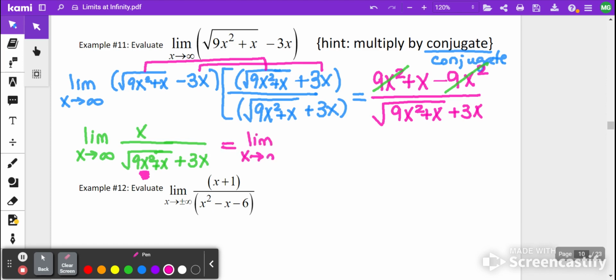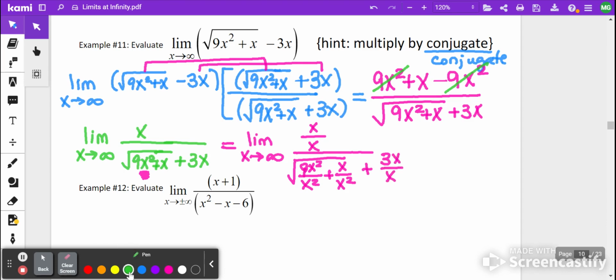The limit as x approaches infinity of x over x, and again, that's because the square root of x squared is x, over the square root of 9x squared over x squared plus x over x squared. And then outside of the radical, we have plus 3x over x. Okay, so again, outside of the radical was just by that simplified value, the square root of x squared.